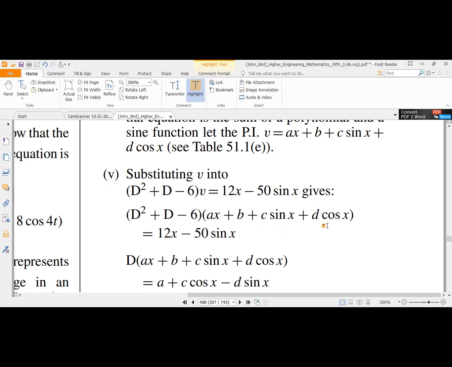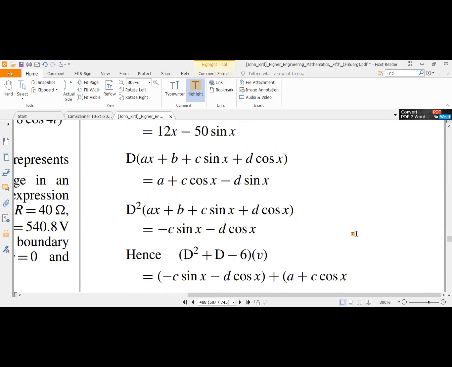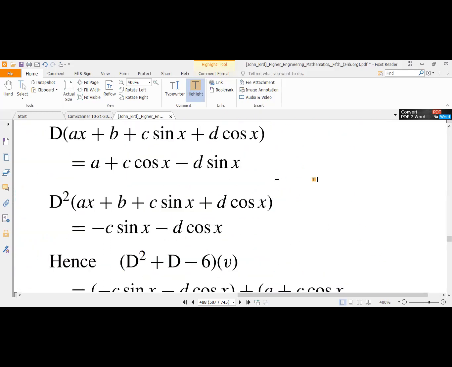We expand, right? Which means that we need to differentiate the assumed particular solution twice. Yes, sir. We need to differentiate it once. Then we have minus 6 multiplying it, isn't it? Now let's take a look at the first one now. This is the first one now. The first one is this.